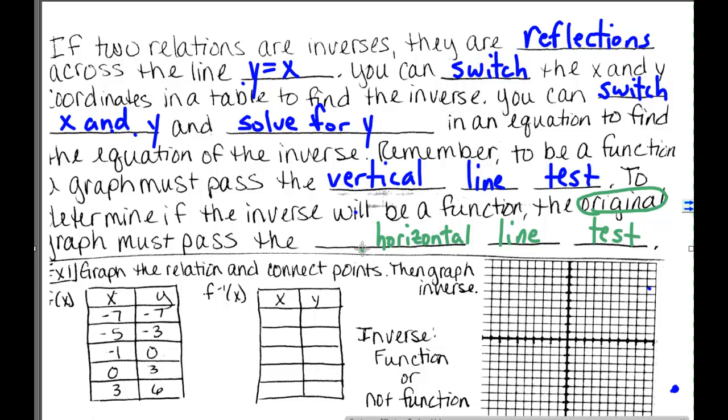In example 1, it says, graph the relation and connect points, then graph the inverse. So the first thing I need to do is graph the relation f of x and connect the points. Now I'll make the table for f inverse of x by switching the x and y values. Now let's graph these switched values.